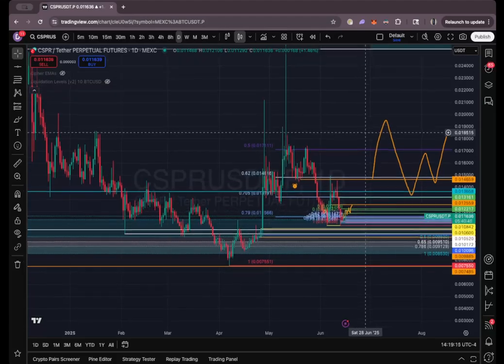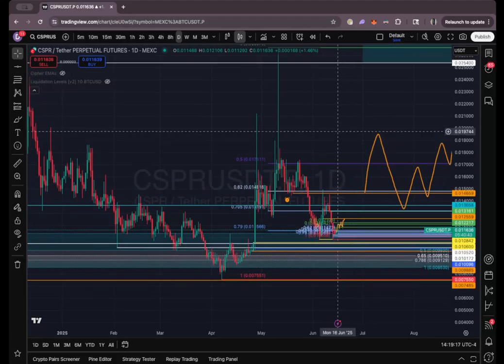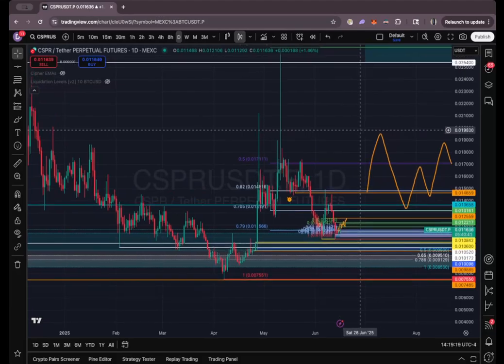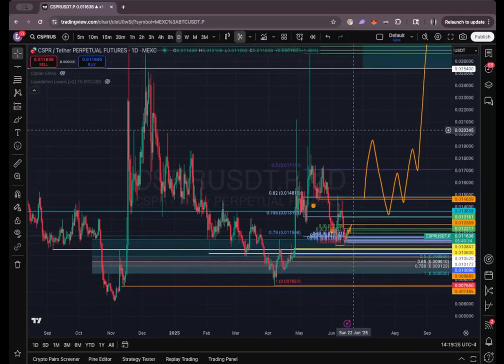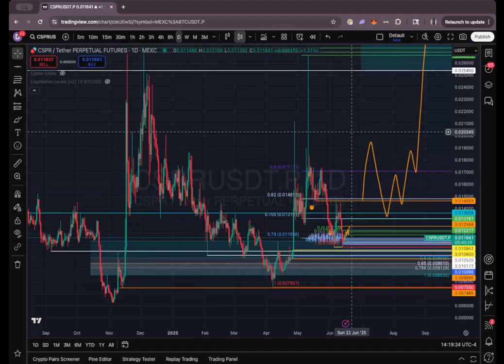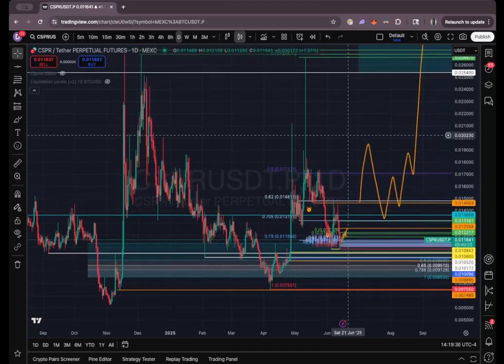So Casper, probably, as I said last week, and I'll say again, top picks along with XCH, Chia and Casper, probably the most bullish coins in existence. You name any coin, I will tell you that Chia and Casper is better than that coin. Bitcoin, Chia and Casper is better. Ethereum, Chia and Casper is better. XRP, Chia and Casper is better.